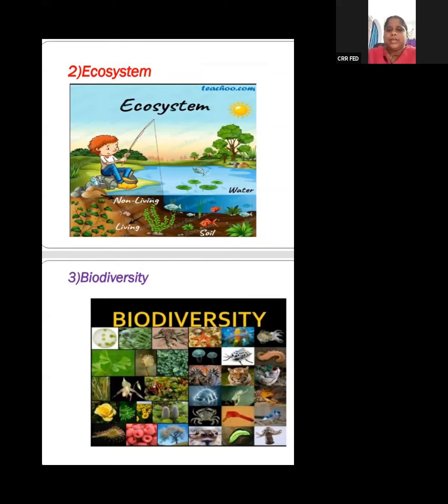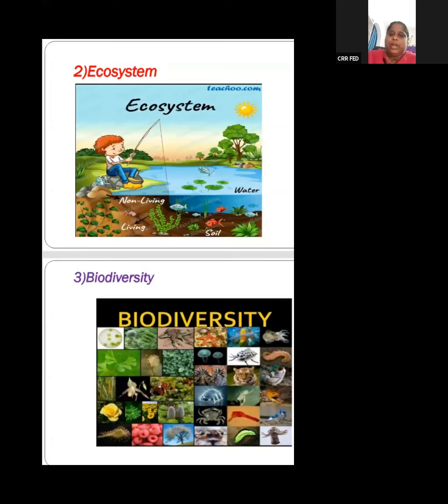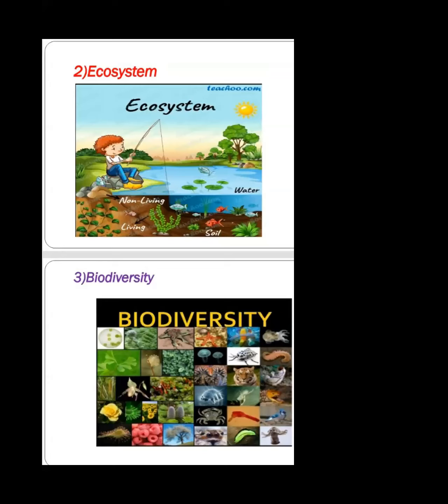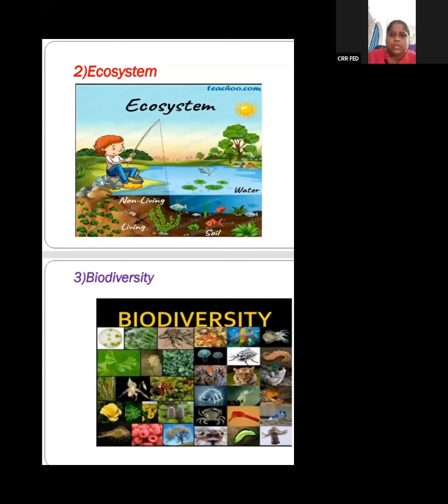I will ask later, after the completion of class or in the middle of the class. An ecosystem is defined as a structural and functional unit of the atmosphere having biotic and abiotic components which are interacting with one another and depending upon one another. That is known as an ecosystem. So the ecosystem plays an important role.